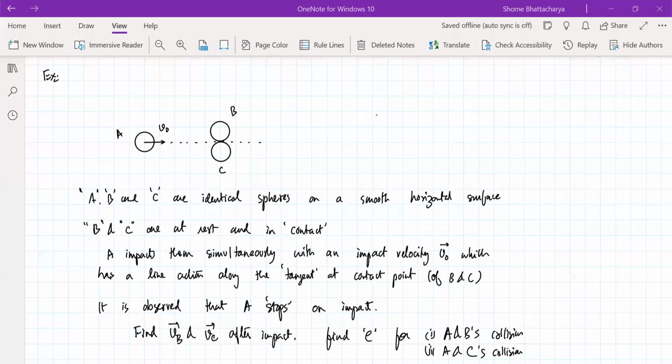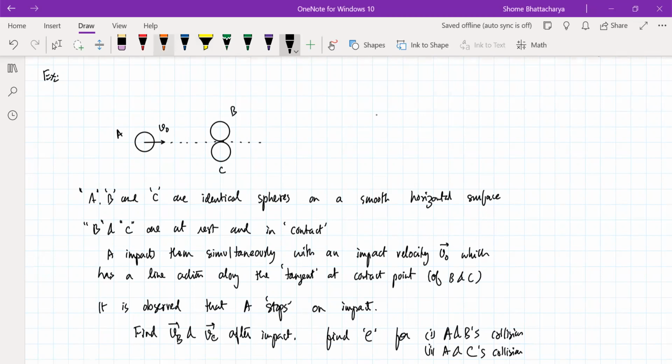Yes, very good, Adinat, that's correct. Magnitude of VB and VC will be V naught by root 3, and the coefficient of restitution will be 2 by 3. Okay, so these are the answers we'll get. I'll work out the solution also, but if you got it, you can see that magnitude of VB will be equal to magnitude of VC, which will be V naught by root 3, and the coefficient of restitution for both will be 2 by 3, a common value.